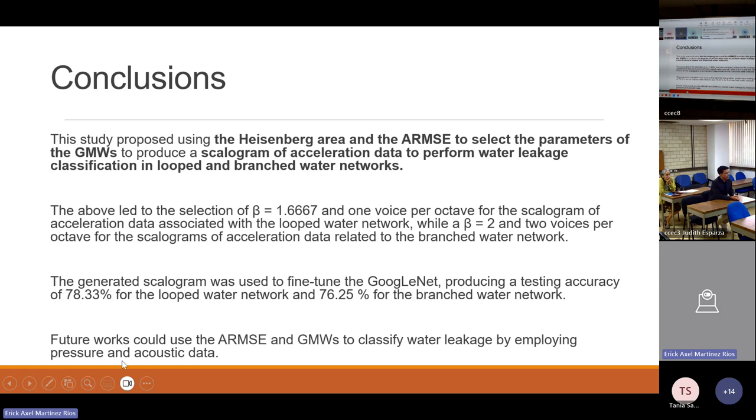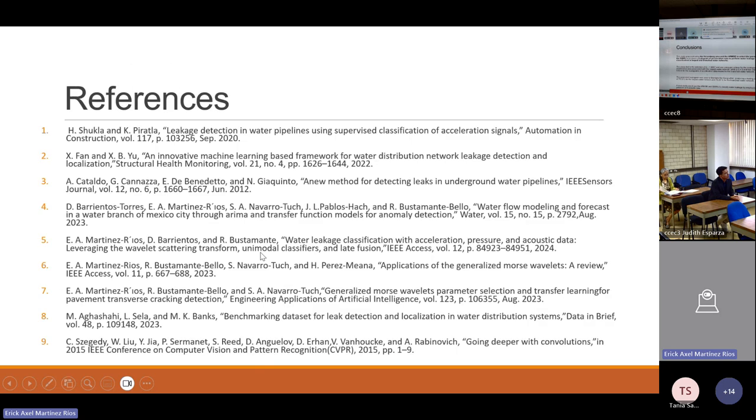As future research, we want to also use this approach to classify these water leakages by applying pressure and acoustic data and see how this methodology performs against the use of acceleration data. These are the main references of this presentation.